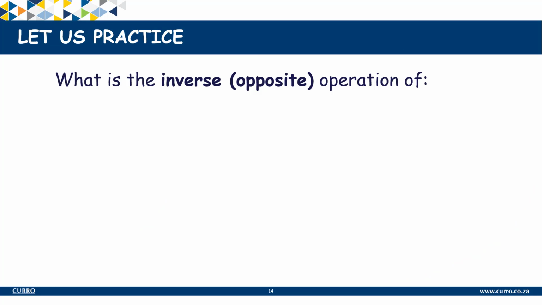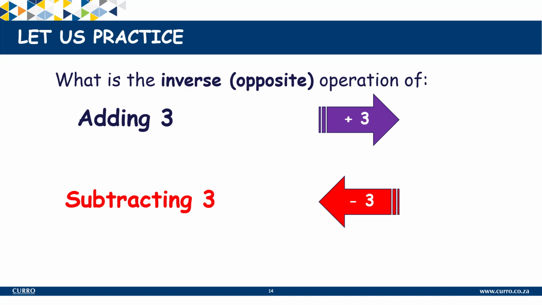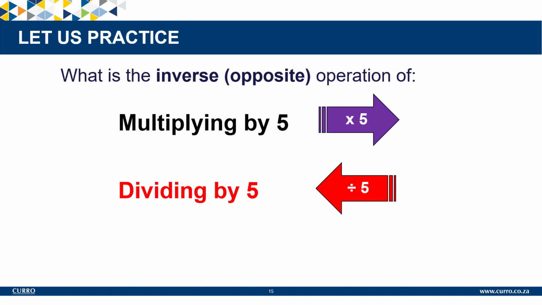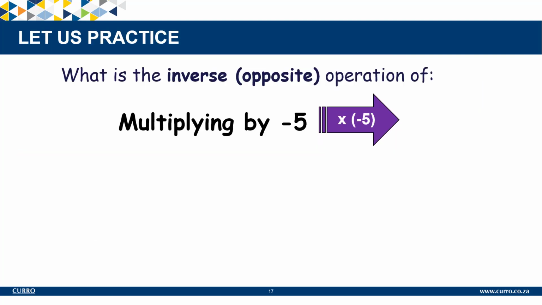What is the inverse or the opposite operation of adding 3? Subtracting 3. Multiplying by 5, dividing by 5. So if you add a number and then subtract the same number, you are back where you started. This is why addition and subtraction are called inverse operations.